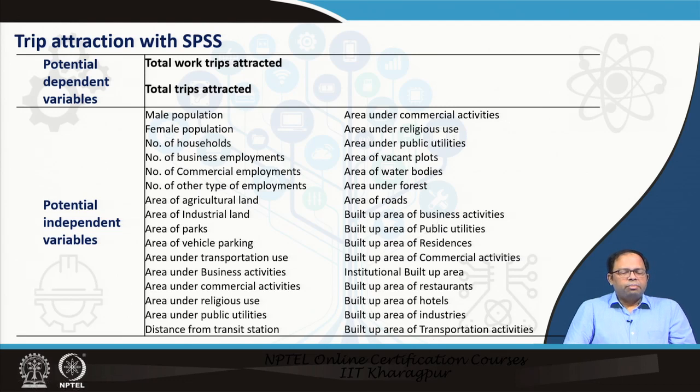Then we discuss the trip attraction model, and here the total potential dependent variables considered are total walk trips that are attracted or total trips that are attracted, and the independent variables, as we have discussed earlier, are the total population, male, female in the particular zone, number of households, number of employments of different categories, then area of different land uses, distance from transit station, area under different commercial activities and so on, and then built up area, area of roads, built up area of different kinds of buildings. All these things are included.